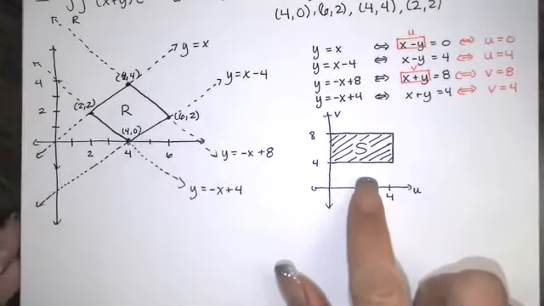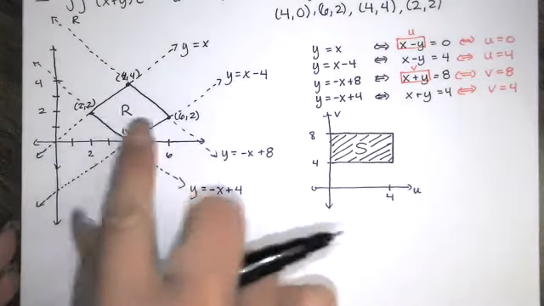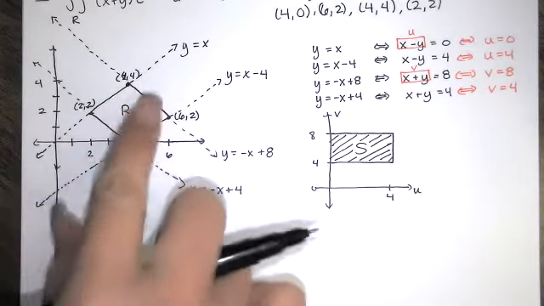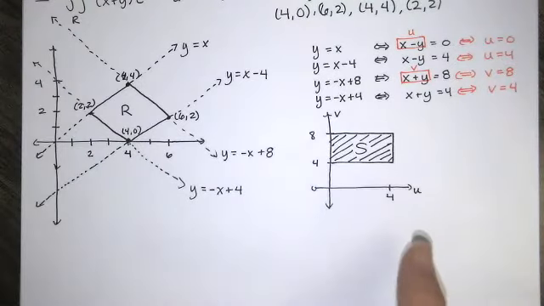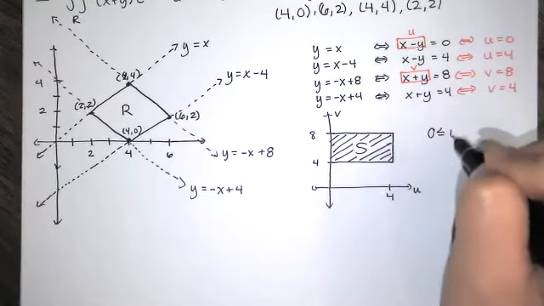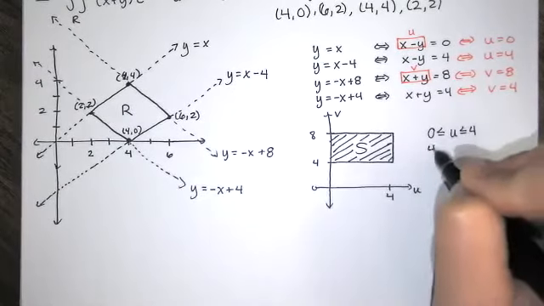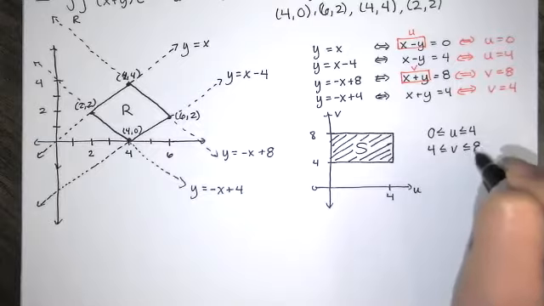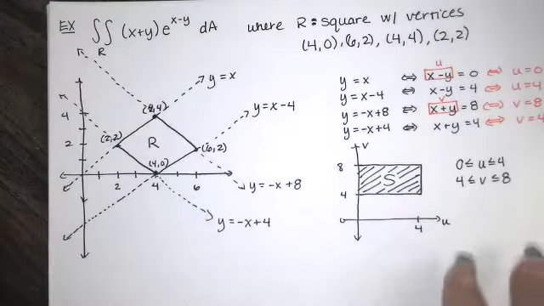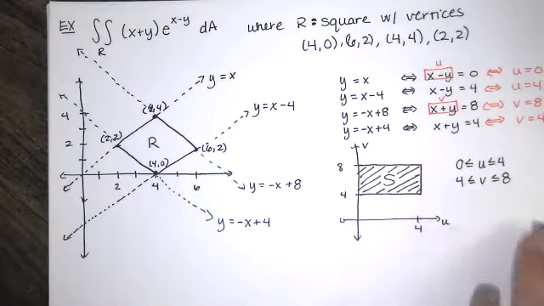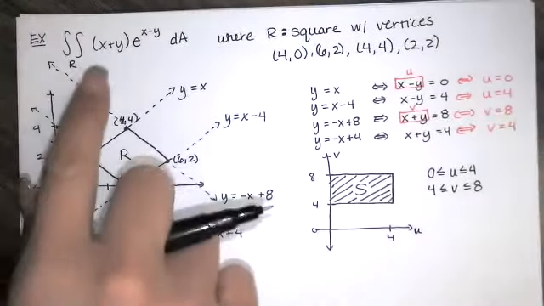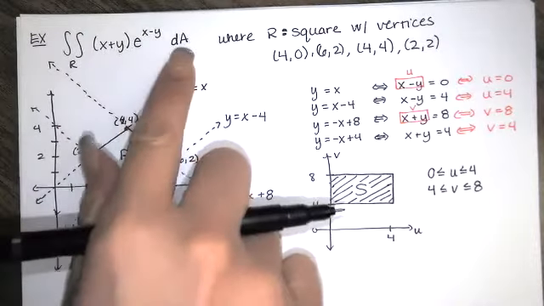I'd much rather integrate over here than integrate over here. There's 2 double integrals that I have to evaluate here, and y goes from a function to a function in both cases. Here I'm integrating over a rectangle. The bounds are constant. U goes from 0 to 4, and v goes from 4 to 8. It's nice, easy integration there. Okay, so we've sketched the region S. We know the new bounds. And what else do we need? We need a new integrand, and we need a new dA.